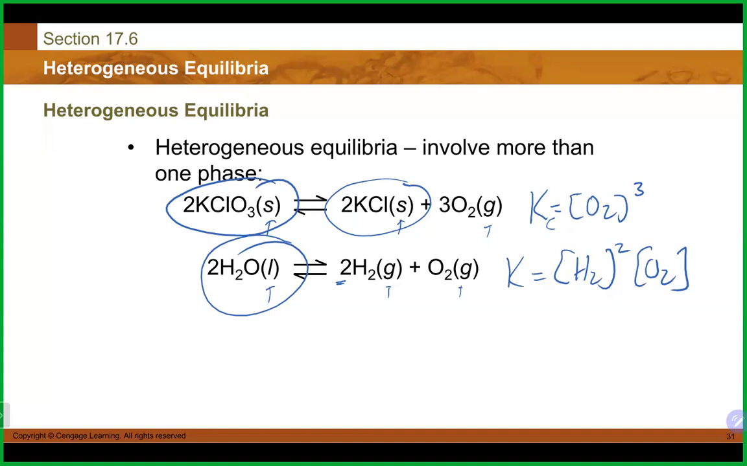Why is it not 1 over O2? It's products divided by reactants. So products go up on top and reactants go on the bottom.